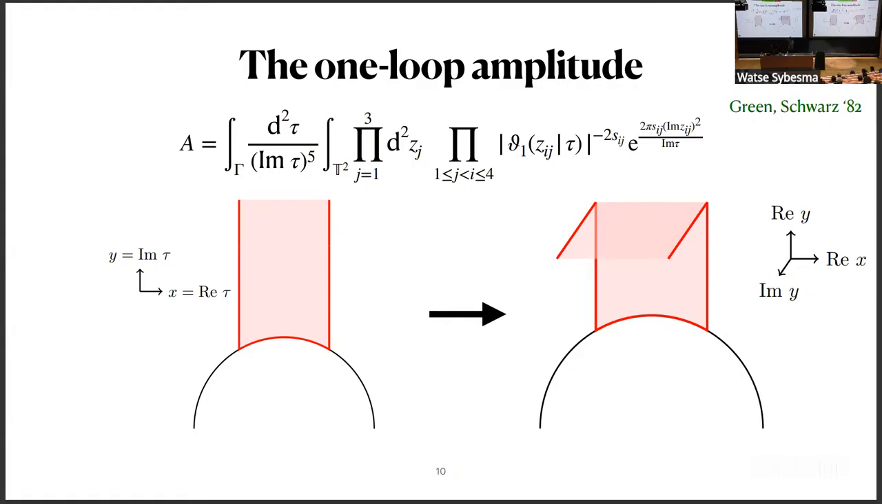You can find it in Green-Schwarz. And it's an integral over the moduli space of tori. So the tori I labeled by a modular parameter tau. It's also an integral over the locations of the vertex operators on the torus. So there are 4 vertex operators. In principle, we need to integrate over all 4.